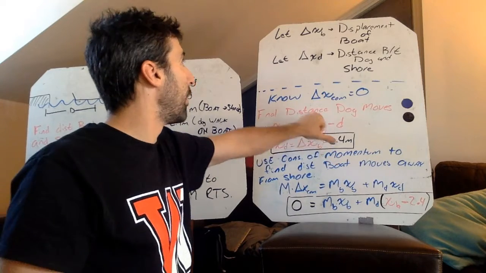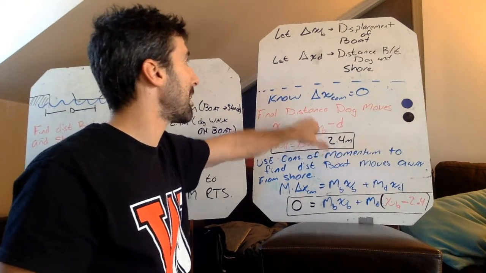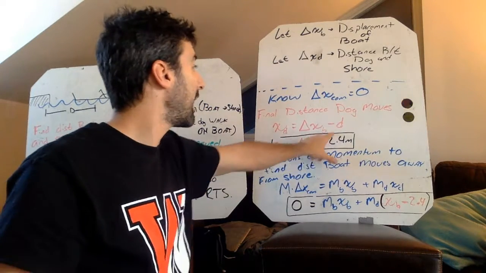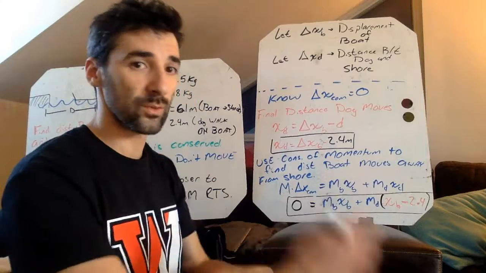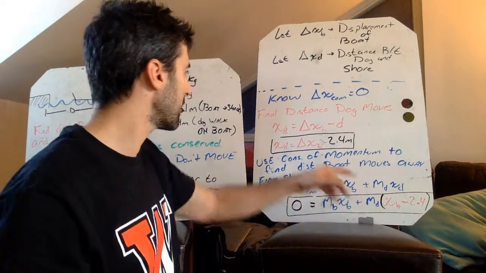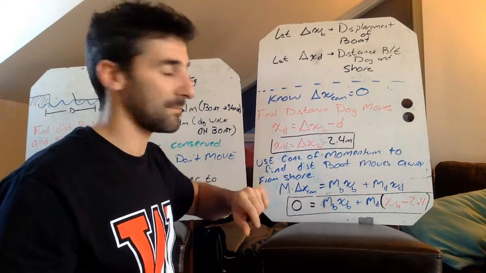Well, I know my boat is going to move delta xb, that's the displacement of the boat as the dog walks, as I defined above, minus how far the dog walks. Again, the dog is walking 2.4 meters forward. The boat is going to move underneath the dog. So I'm going to find this as the distance the dog moves, delta xd.